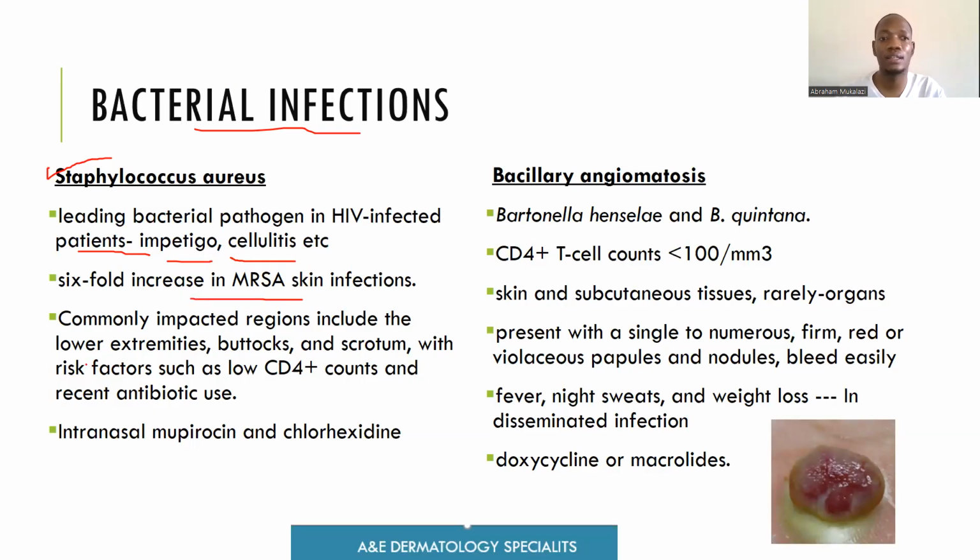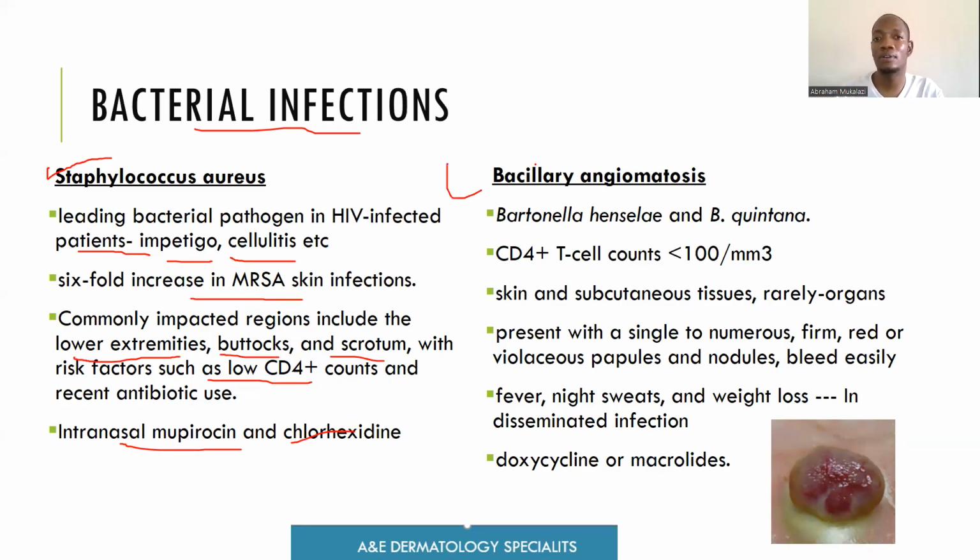And commonly, they can have these lesions on the lower extremities, the buttocks, especially the intergluteal area, the sacrum. And every time the CD4 goes down, they get a risk of developing these conditions. So we usually treat them with topical mupirocin, and then they can get chlorhexidine baths to try and lower the bacterial load, and that can improve their outcome.